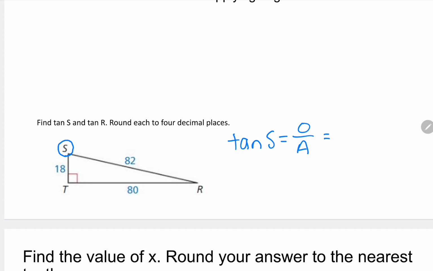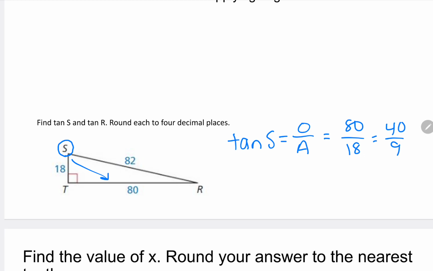So we're going to look opposite of S first, which is 80. Opposite of S is 80. And adjacent to S is 18. So tangent of S is 80 over 18, or we can reduce that to 40 over 9.